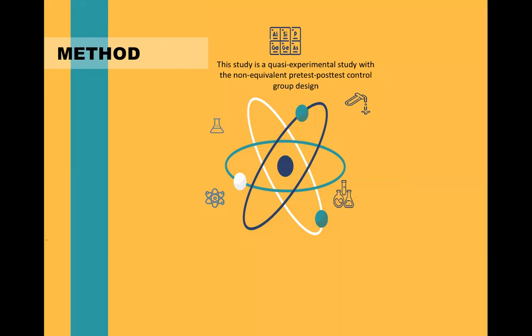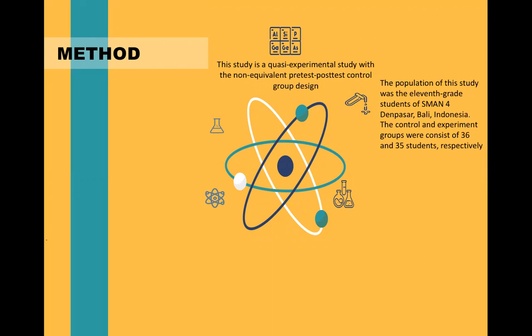Method. This study is a quasi-experimental study with the non-equivalent pre-test post-test control group design. The population of this study was the 11th grade students of SMA N4 Denpasar, Bali, which consists of 8 classes majoring in mathematics and natural science. Samples were taken by a cluster sampling technique. The number of samples taken was 2 classes. Both classes were grouped to get a control group and an experimental group. The control group consists of 36 students, and the experimental group consists of 35 students, respectively.